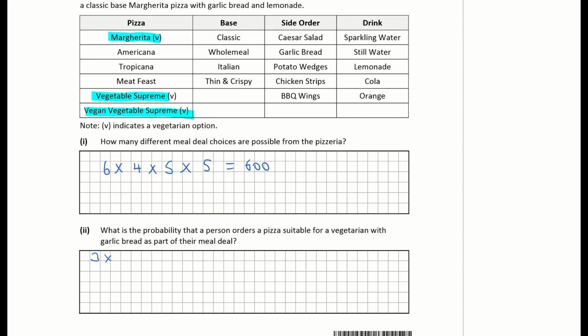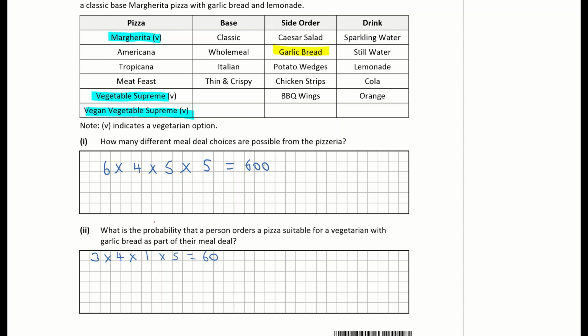I then have the base. Well, all 4 bases will suit the vegetarian, so by 4. The person has to pick garlic bread, so I have to multiply it by 1. So there's only one option here for the garlic bread for the side orders. And drink-wise, they can pick any drink. So I'm going to multiply that then by the 5 possible drinks. So it's 3 by 4 by 1 by 5, giving me 60 choices to choose from.